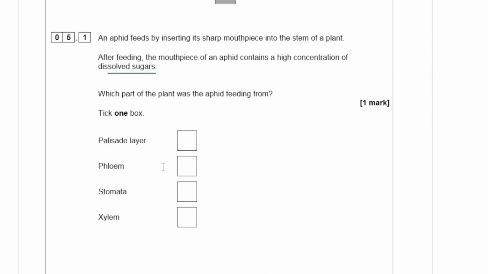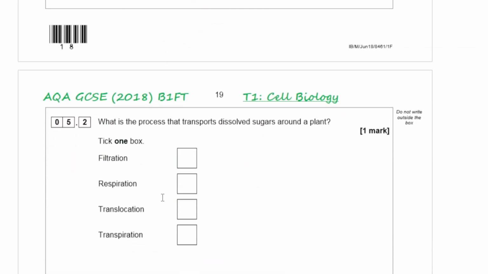Which part of the plant are the aphid feeding from? They're feeding from the phloem. What is the process that transports dissolved sugars around the plant? Not filtration, that's in chemistry. Respiration, now that's to produce energy. Translocation is correct. Translocation, trans means from one point to the location, to different positions. Trans is actually to transport.